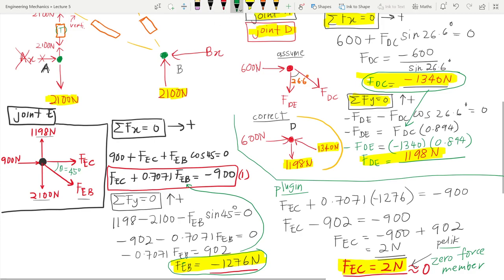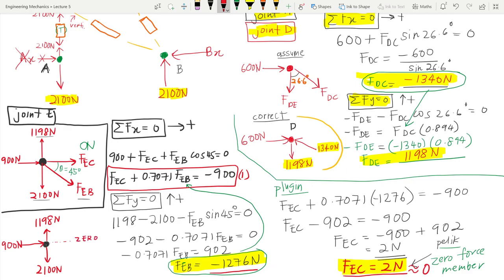So obviously we cannot lose track. Let's plug in our values. FEC is actually 0 newton. FEB is negative 1276. So again, you have to repair the direction. This one okay, 900. This one okay, 1198. This one 2100. Okay, no problem. This one is zero. How to draw zero? Probably something like that. FEB, reverse direction, 1276 newton. So what's new here? This one is zero. 1276.